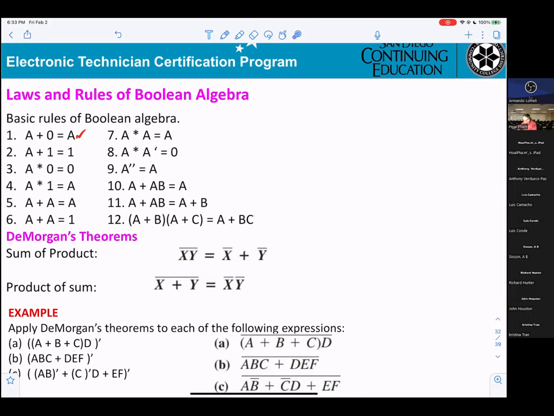Okay, A times zero, no matter what, you get zero. A times one basically depends on A. If A is zero, you get zero. If A is one, you get one. So that's why it equals A. A plus A, you get A. You cannot get two A. A plus not A, okay. You understand A equals 1, not A is the opposite, 0. A or not A equals 1. A times A equals A, and so on.